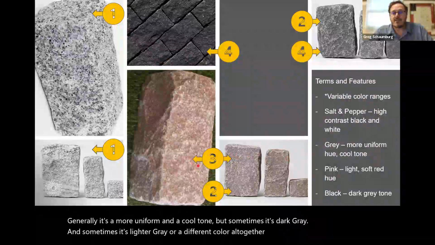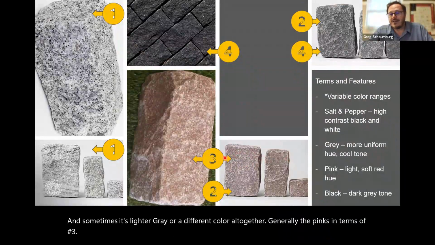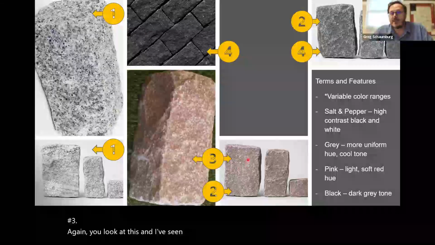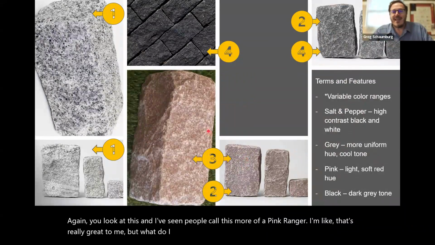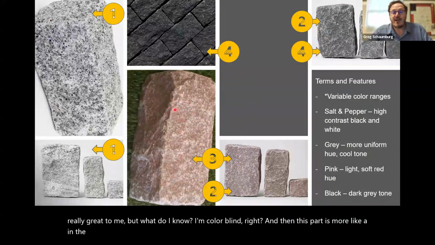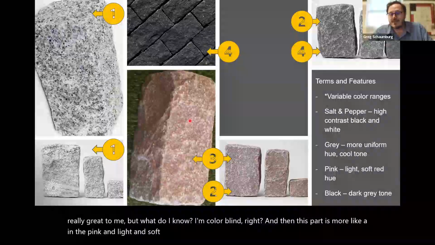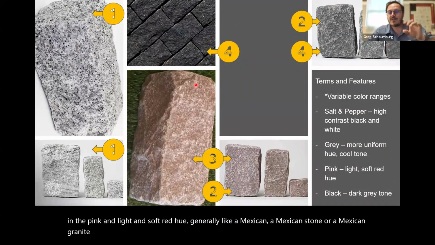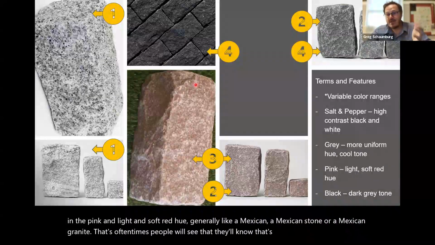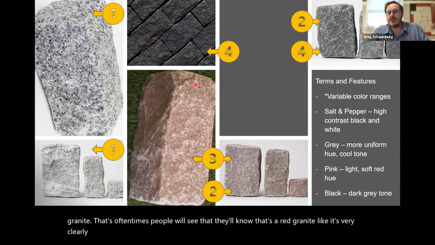Generally the pinks, in terms of number 3, again, you look at this and I've seen people call this more of a pink range where I'm like, that's clearly gray to me, but what do I know? I'm colorblind, right? And then this part is more in the pink and light and soft red hue, generally like a Mexican stone or a Mexican granite. Oftentimes people will see that and they'll know that's a red granite. It's very clearly a reddish, pinkish hue.